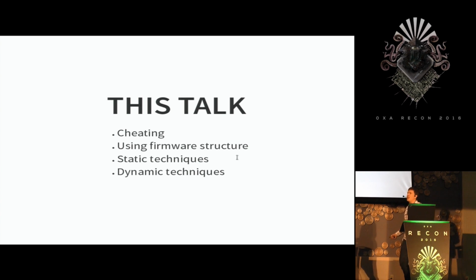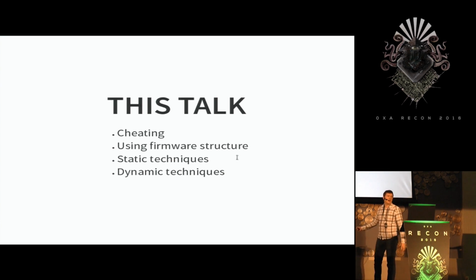So today's example, I'm going to talk about a couple techniques. The first of which is cheating, because there's no point in reverse engineering an entire custom core just to find out you've discovered the 8051. Second is using a firmware structure to your advantage. And then I'll touch briefly on static techniques and then followed by some dynamic techniques.